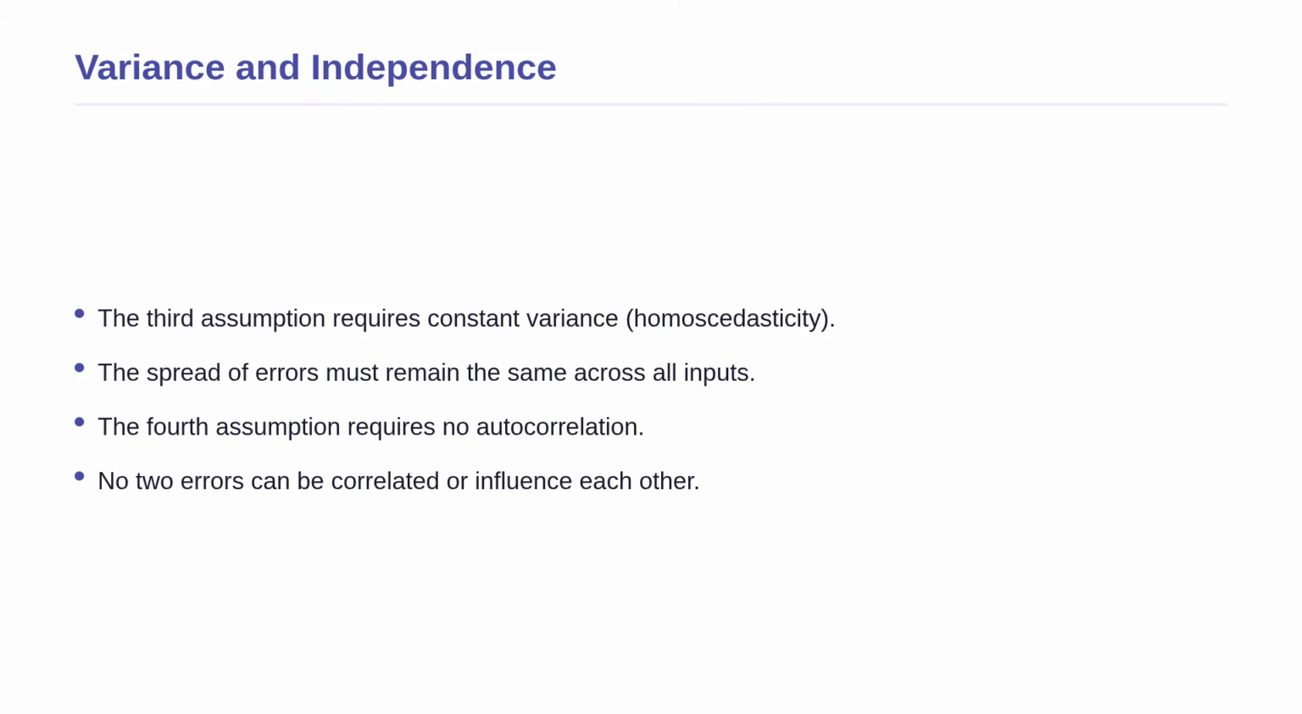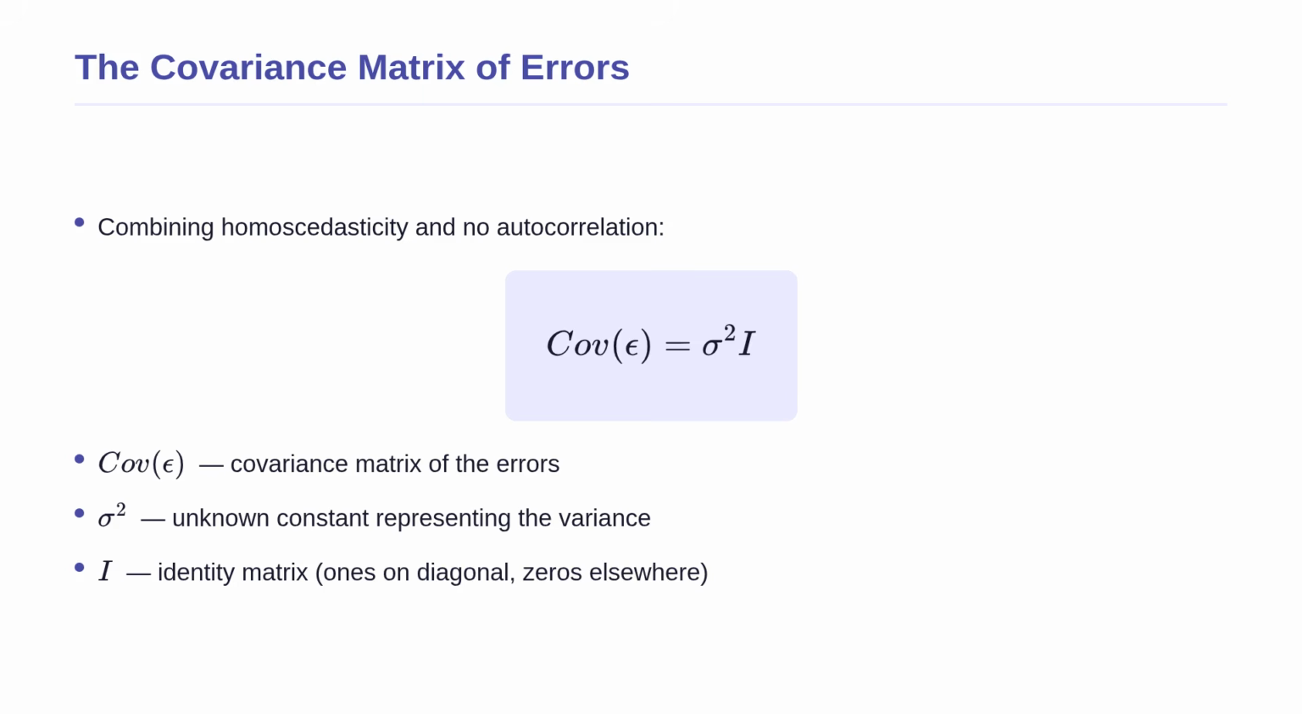Having verified the zero mean, we move to the next crucial assumptions, variance and independence. The third assumption requires homoscedasticity, which simply means constant variance. The spread of the errors must remain exactly the same no matter what the input values are. The fourth assumption requires no autocorrelation, meaning the error of one data point has absolutely no connection to the error of any other data point. If we ignore these and use data with highly correlated errors, our models will report false confidence, leading to disastrous decisions. We can express both of these rules in one elegant matrix statement.